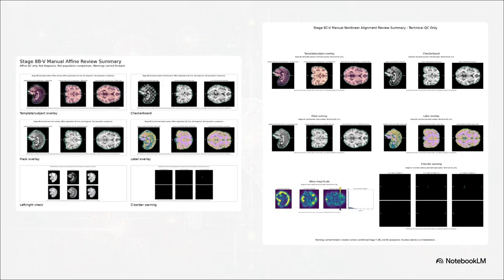The affine process handles the broad strokes: the scaling, the rotating, the shifting. But the nonlinear process handles the nitty-gritty. It meticulously warps those unique cortical folds to perfectly match the template. It is just a gorgeous two-step dance of sheer precision.